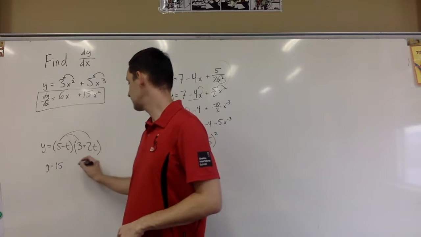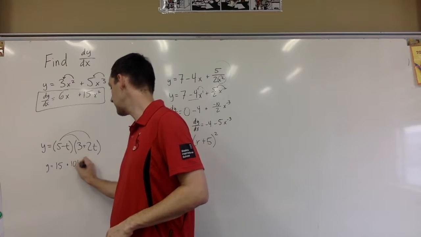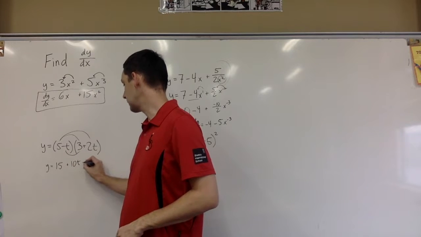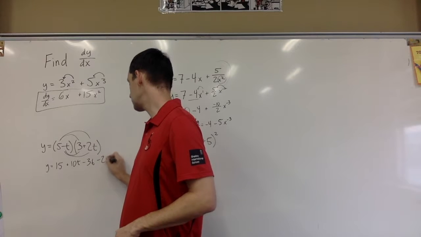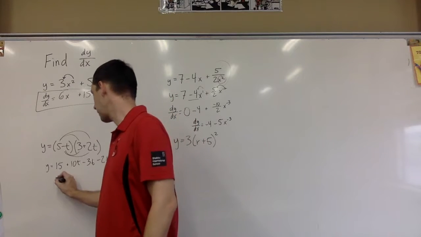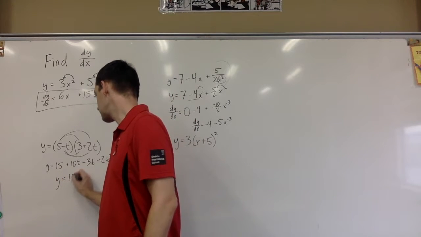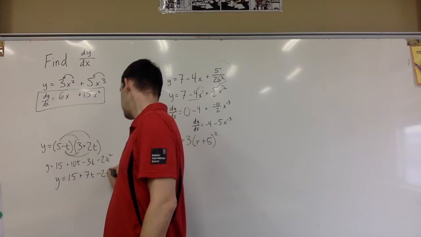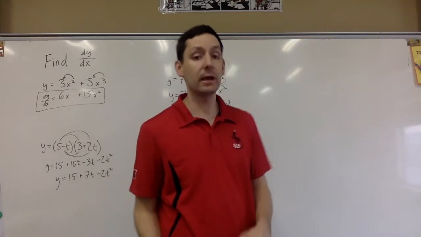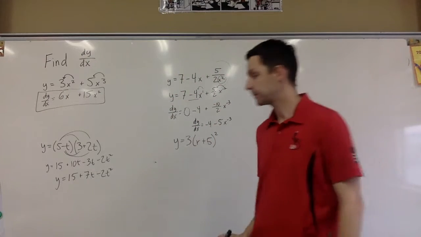Then I go 5 times 2t, so plus 10t. Some of you will be able to do this in fewer steps, so minus 3t, and then minus 2t squared. Put all that together, I got y equals 15 plus 7t minus 2t squared. And at this point, it's polynomial, and I'm ready to take the derivative, okay?